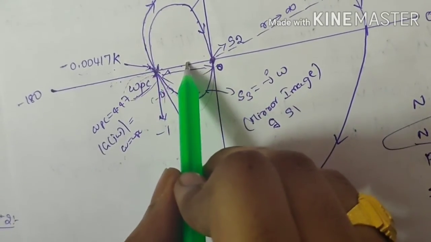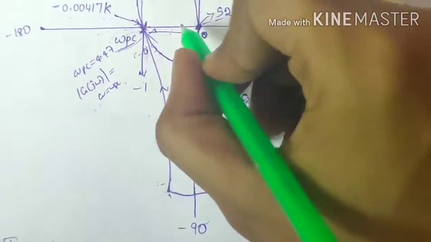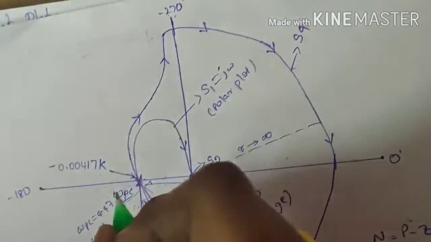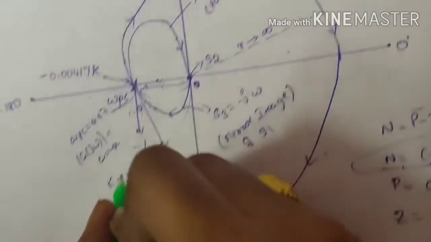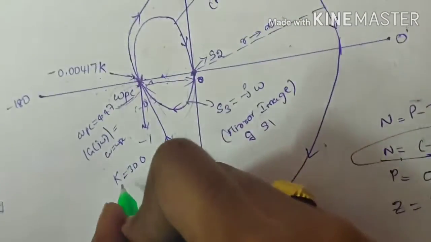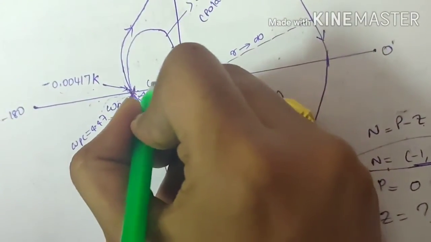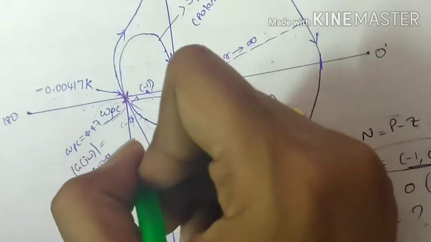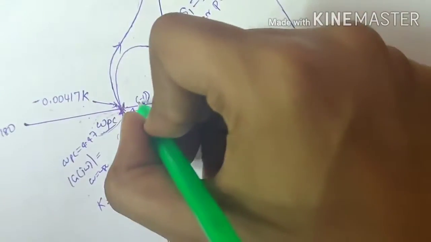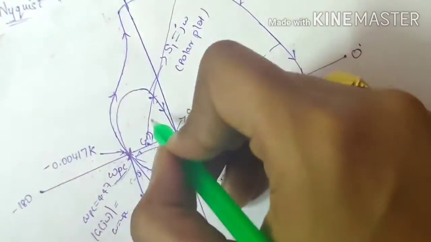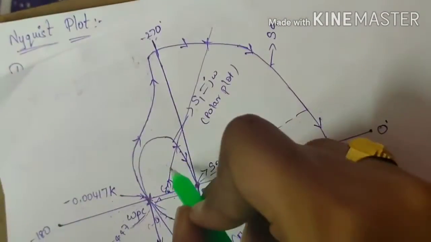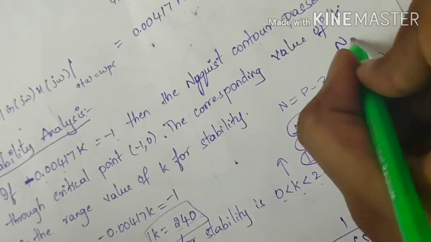Whenever it lies inside the circle, the number of encirclements will be 2. Why? Suppose I take a k value like 300 or 500, greater than 240, then the minus 1 comma 0 point lies inside the circle. So how to find encirclements? Draw one straight line at some angle and find the intersection points, how many times it is intersecting. The number of intersections is 2, so n equals 2.